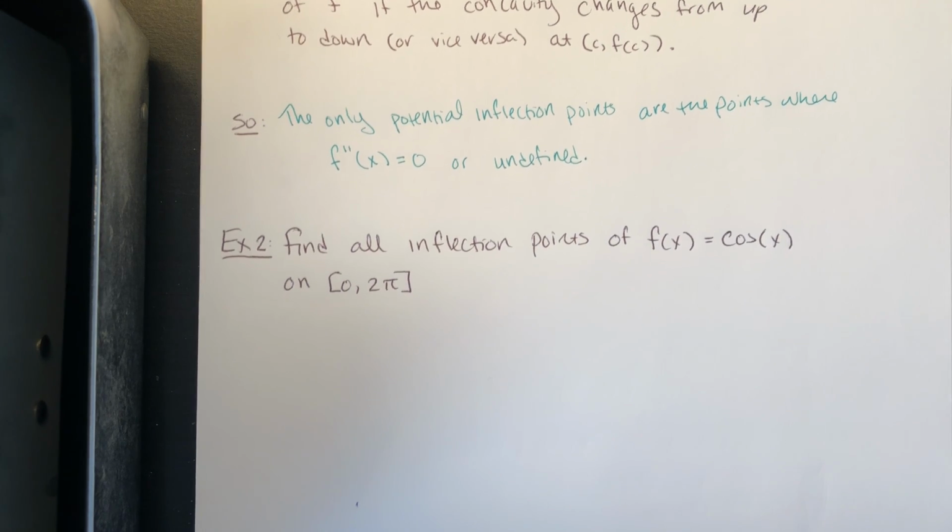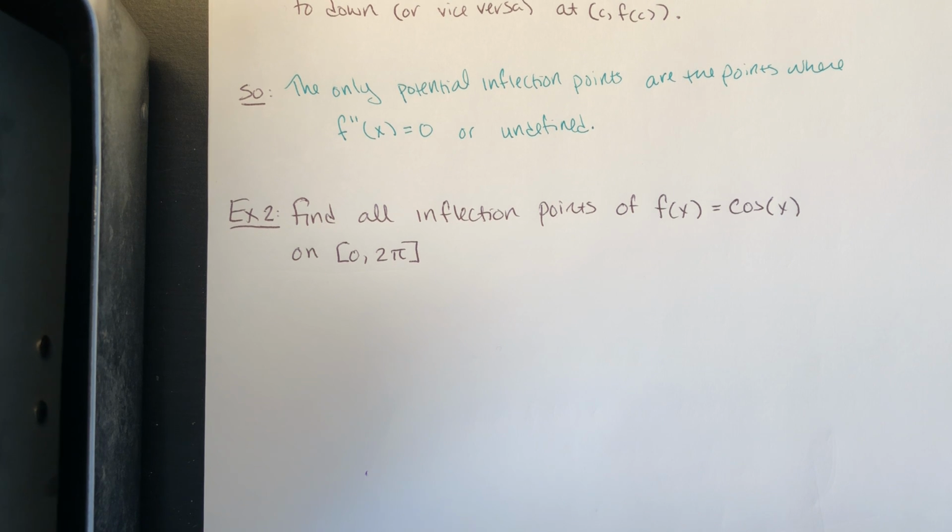We're going to find all inflection points for the function f of x equals cosine of x on the interval from 0 to 2 pi. Now you may think that you already kind of know how to do this, right?